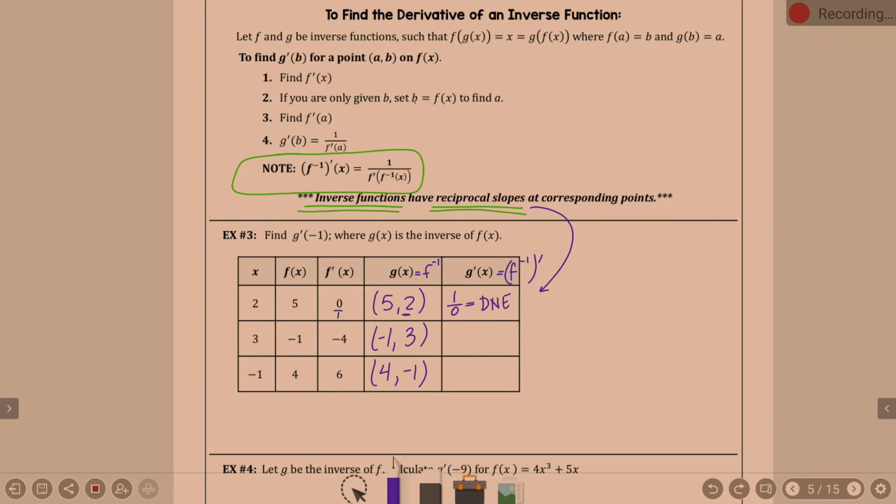At the ordered pair 3, -1, f prime is -4. What's g prime? -1/4. It's the reciprocal. G prime is going to be the reciprocal of f prime at the equivalent point. Inverse functions have reciprocal slopes at corresponding points. At the point -1/4, the derivative is 6. What's the derivative of the inverse then? 1/6, the reciprocal of 6.